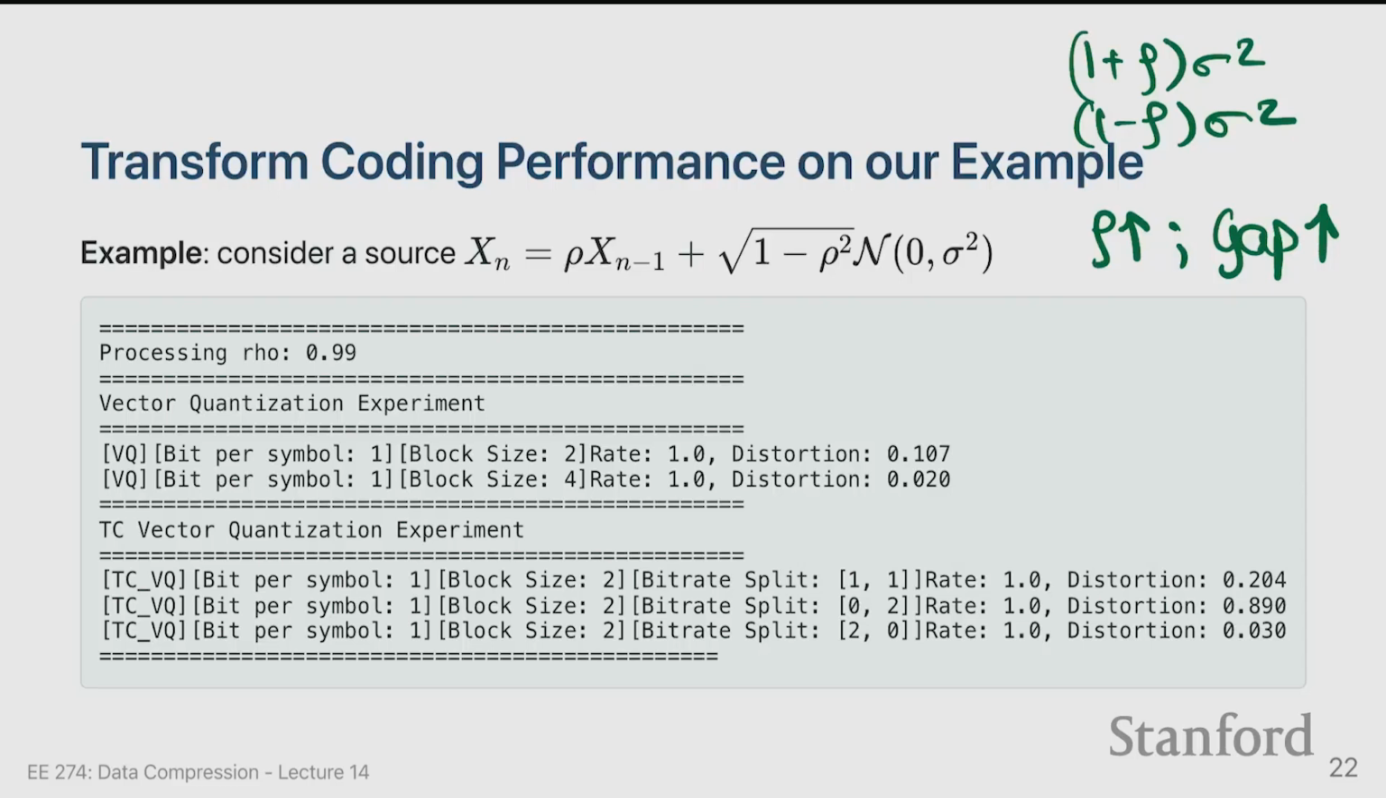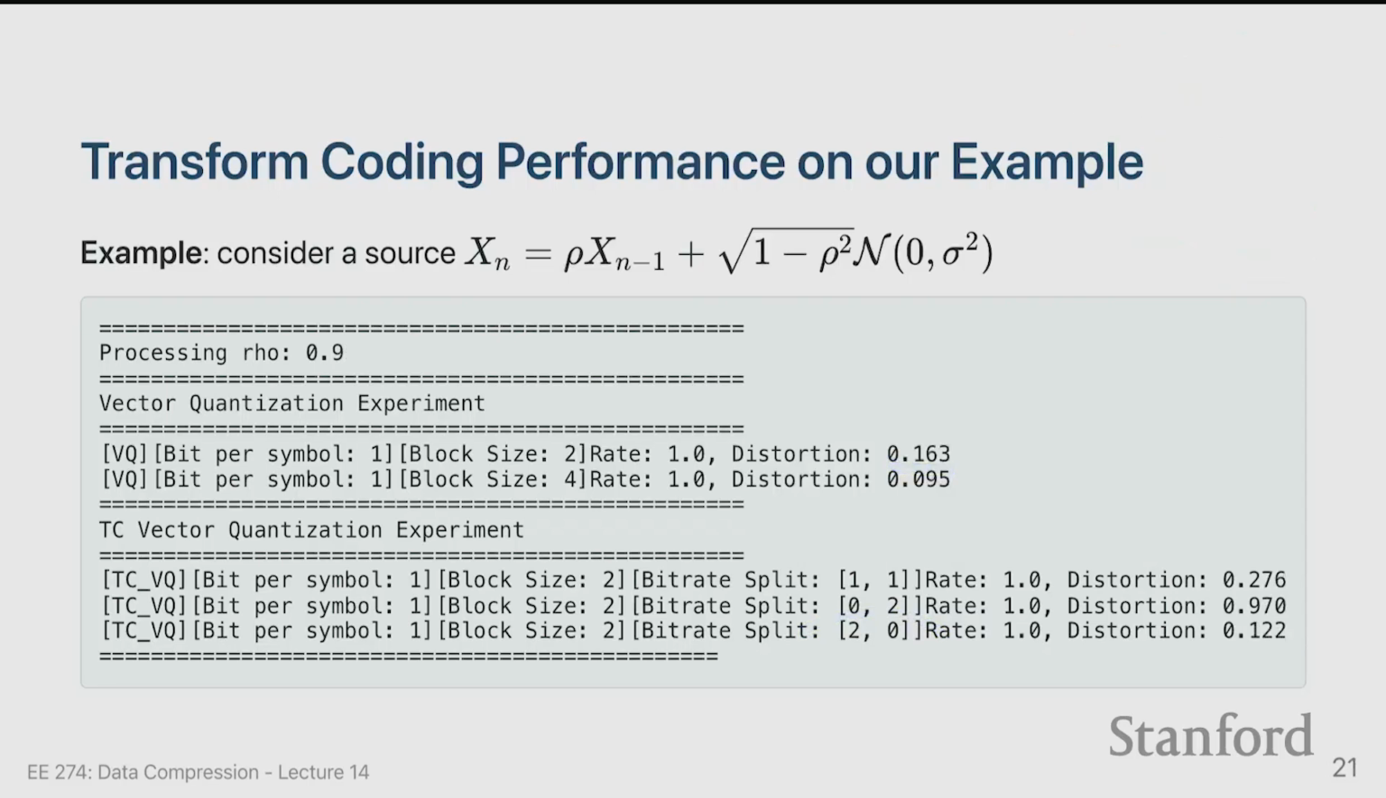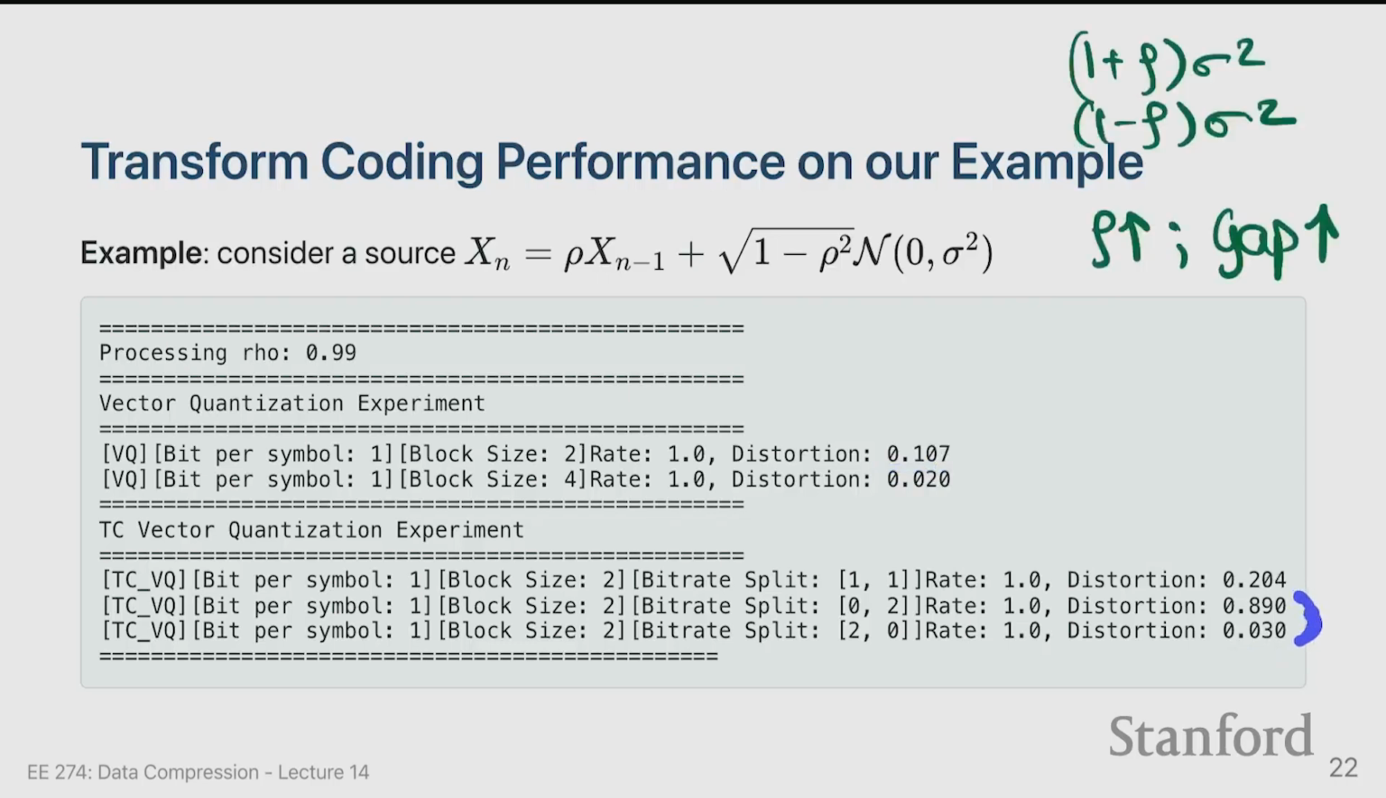Correct? And so here what I'm showing is the same experiment. Now here you can see that this is 0.107, but when I do the bit rate split between 2, 0, my distortion just goes down to 0.03 compared to 0.107 here, whereas here it just barely beat it, right? 0.163 to 0.122. And you can see how high this gap really is if you allocate more bits to the component with higher variance versus lower variance, or higher energy versus lower energy.